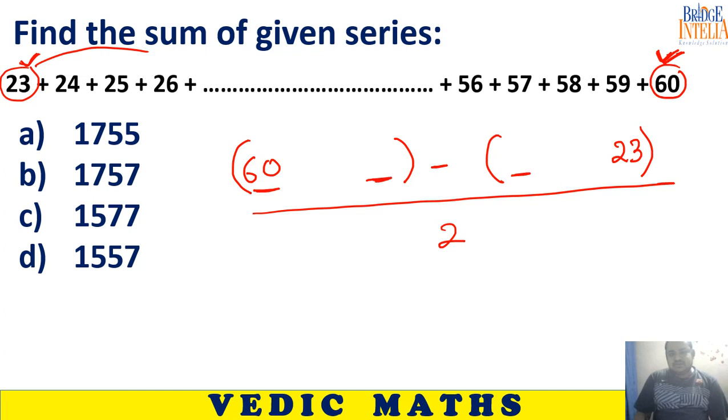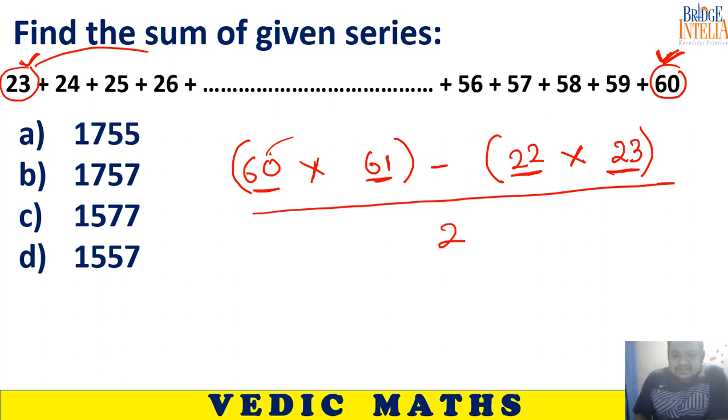Basically you have to write 4 numbers here: 1, 2, 3 and 4, and in between there is a multiplication symbol. So 60 multiplied by the next number, 61. Here 23 is the last number. So what comes before 23? 22 comes before 23. So in a single step you can get the answer.